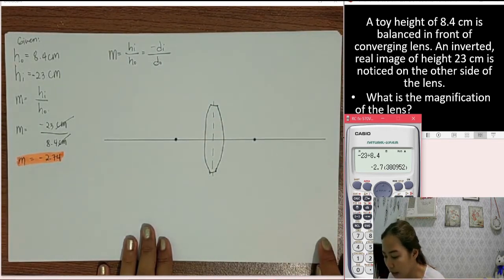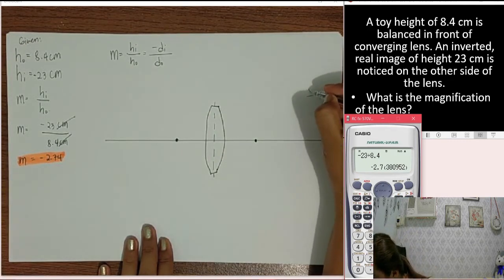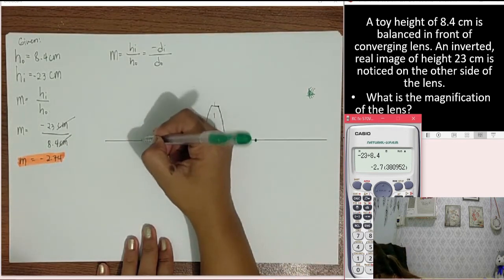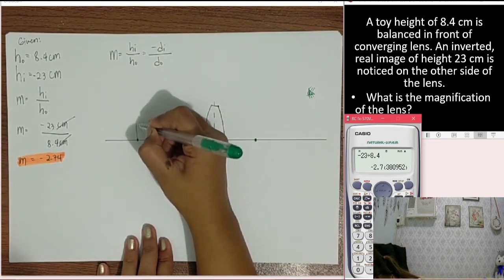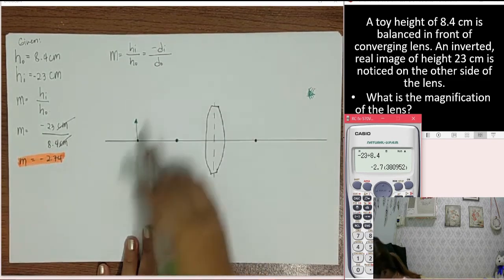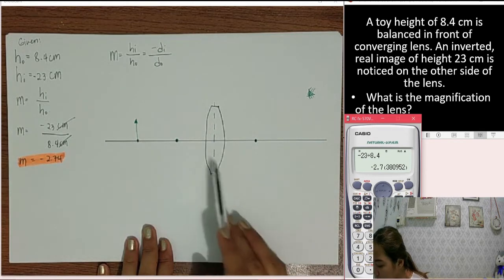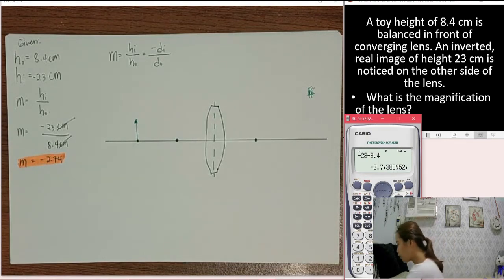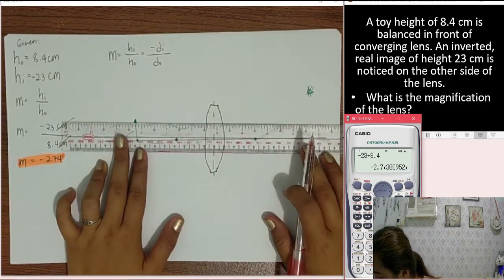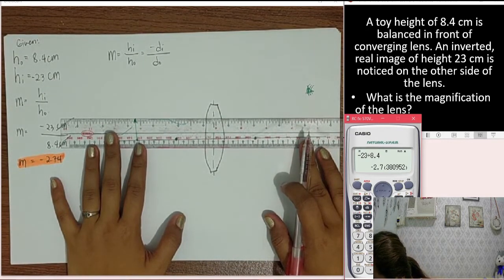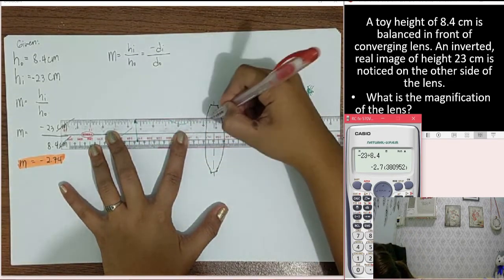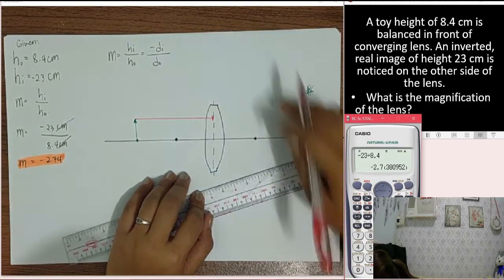And then we have here the observer. You are the observer. We assume the values of the distances from the lens. Okay, so how do we plot the light rays? Let us have the first ray, the straight ray. So that's for the straight ray, that's for our pattern.